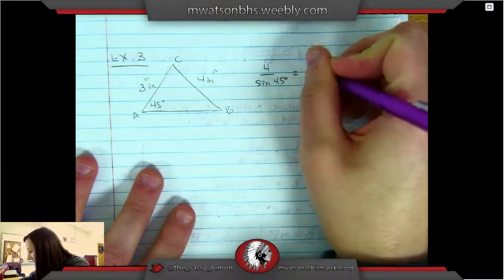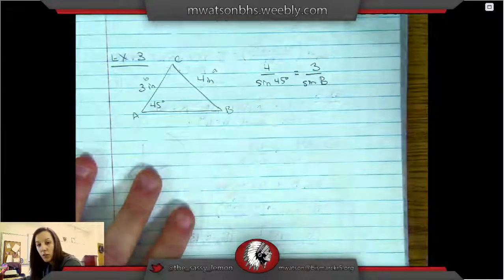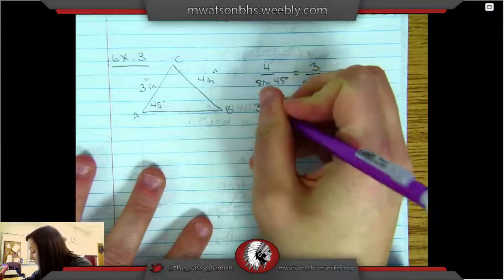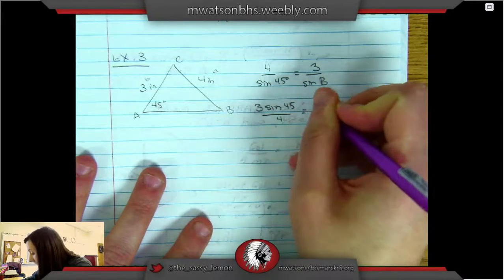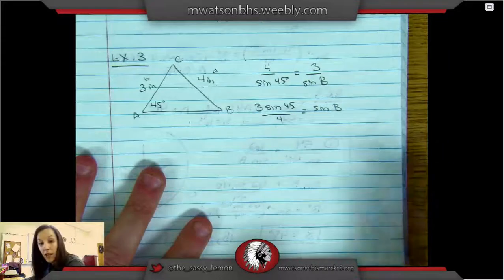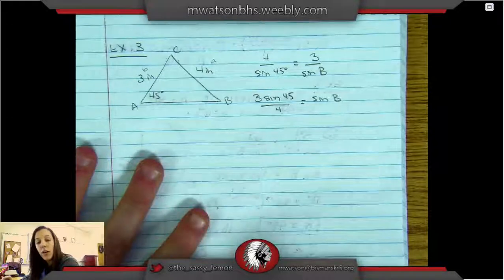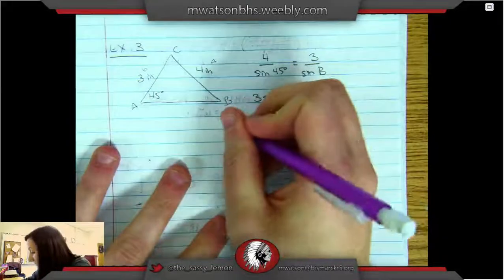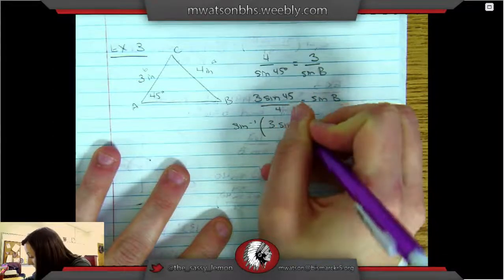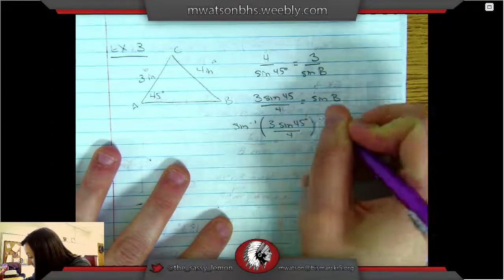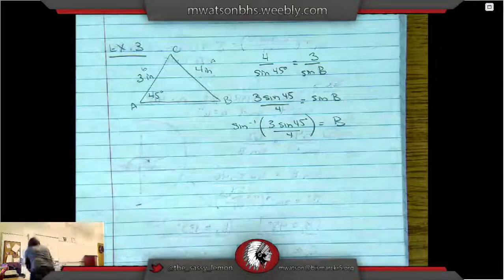So we've got 3 over sine of angle B. We're going to cross multiply and divide so that we get 3 sine of 45 over 4 equals sine of angle B. And remember, to get B by itself, we can't just divide by sine. We have to take inverse sine on both sides so that we end up with inverse sine of all this mess equals angle B. So now, let's go off and grab the calculator.